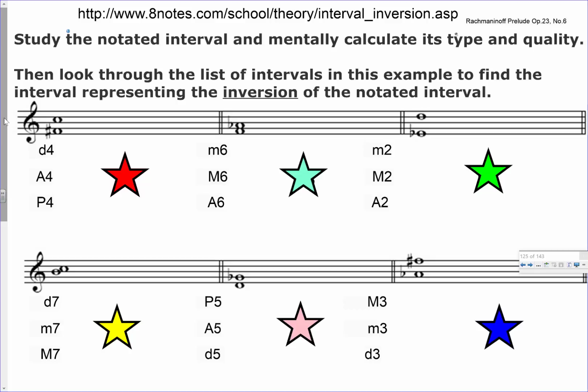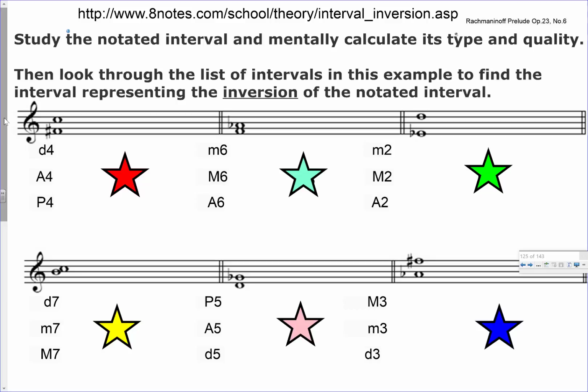What we need to do here is study the notated interval and mentally calculate its type and quality. In other words, try not writing anything down. Then, underneath each measure is a list of intervals. Find the interval representing the inversion of the notated interval.